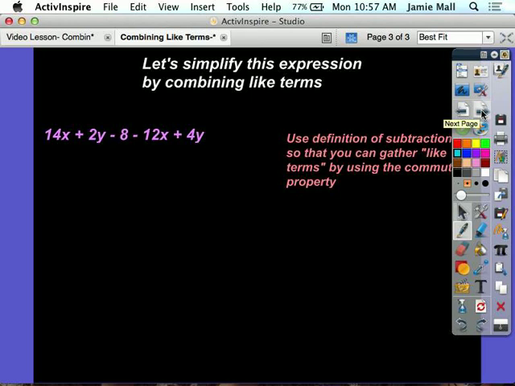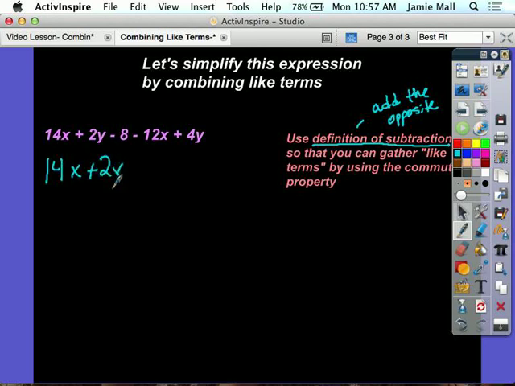The very first thing that I'm going to do here is use definition of subtraction to rewrite the problem so that I can use the commutative property to reorder the problem. Remember, I can only use the commutative property if everything is in terms of addition. So we're going to use definition of subtraction, which means we're going to add the opposite. I'm simply going to rewrite the problem as follows: 14x plus 2y plus negative 8 plus negative 12x, definition of subtraction, plus 4y.